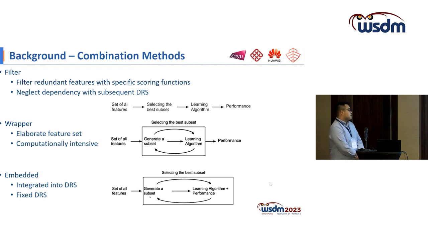The last one is the embedded method. This kind of method integrates the feature selection process into the deep recommender system, so it is easy to construct this kind of model. It is easy for us to get the model performance and the feature selection results together for embedded methods since they are integrated. As a result, this kind of method usually suffers from fixed backbone deep recommender models. When we want to change the model, we should conduct the feature selection once more.